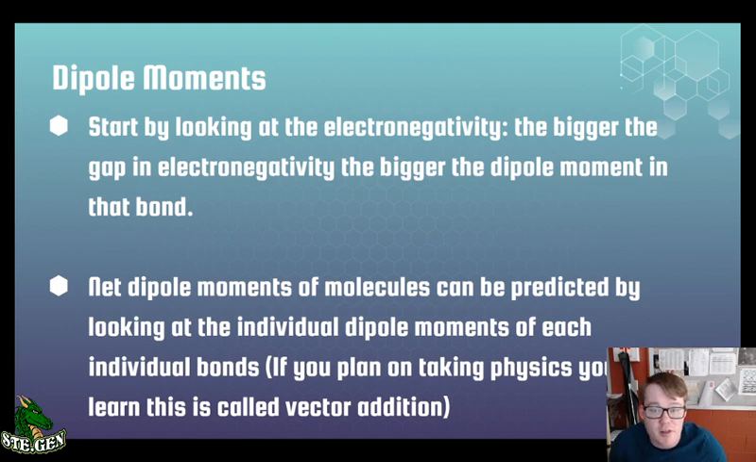So you're going to start by looking at electronegativities. The bigger the gap in electronegativity, the bigger the dipole moment in that bond is going to be. And then you'll draw net dipole moments by figuring out how all of those arrows would combine together. You're going to add up all of the dipole moments and the directions they're going. If you plan on taking physics, you'll learn that this is called vector addition. It's a little bit weird, so just bear with me. I'll probably have a video going with this where I'll explain it in a little more detail.